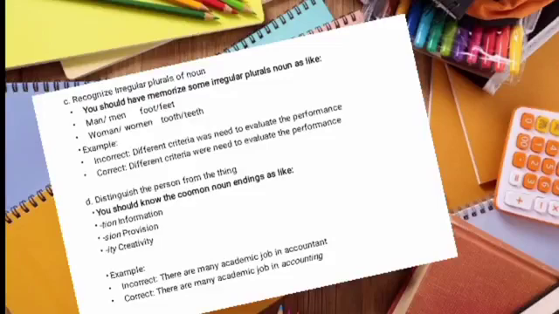Next, distinguish the person from the thing. Again, you should know and remember the endings of nouns, like ist, ian, ant, or and many others. Let's see the problem. The problem here is in accountant. An accountant here is not a noun, it is a verb. So it should become accounting to be a noun.